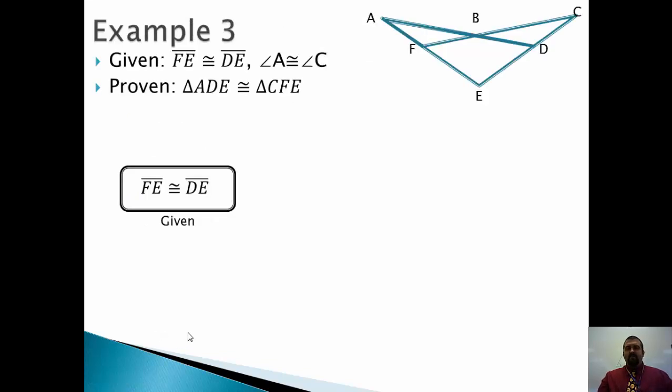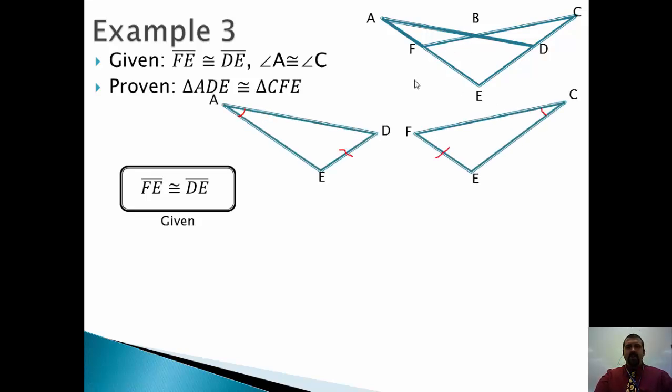Last example, what if I asked you to prove 2 triangles are congruent? Well, if I look at a problem like this, it's kind of complicated. I'm told that segment FE and segment DE are congruent. And I'm told that angle A and angle C are congruent. And I'm trying to look at triangle ADE and triangle CFE. My first step would be to redraw the 2 triangles I'm interested in and mark what is known.